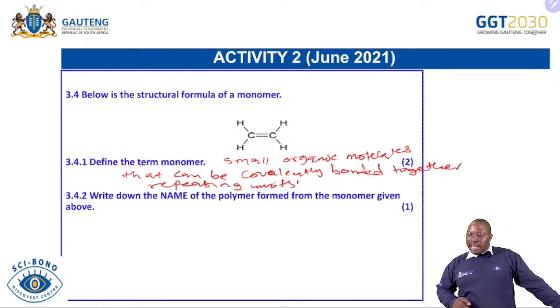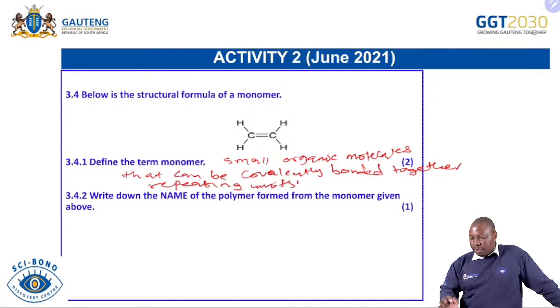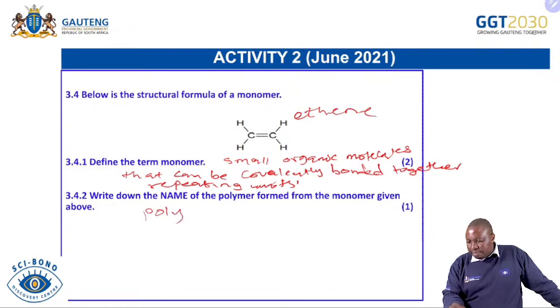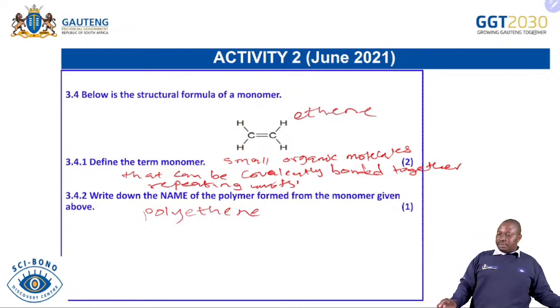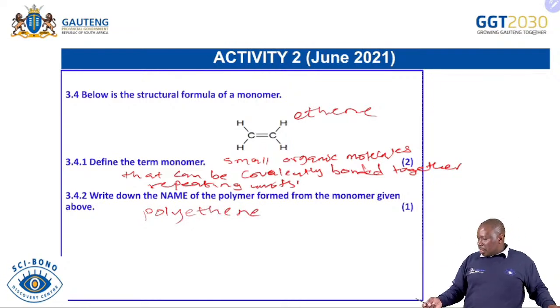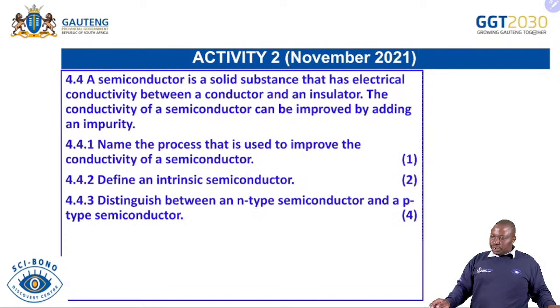Now write down the name of the polymer formed. This is ethene, and many of them is poly. Poly means many, so the name will be polyethylene. So if it was 2021, you would have got your 3 marks there by doing that. So I hope you've understood that.